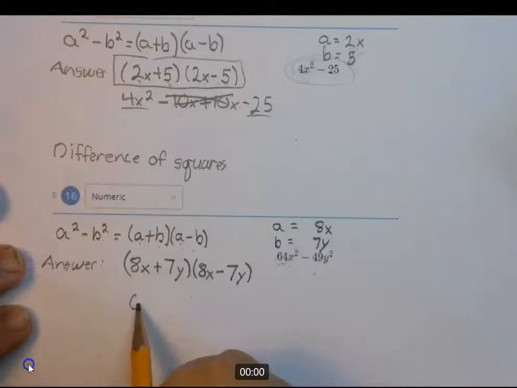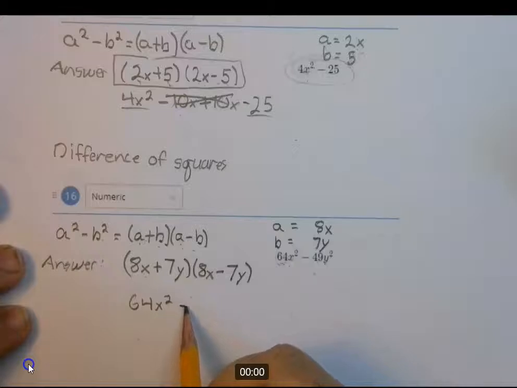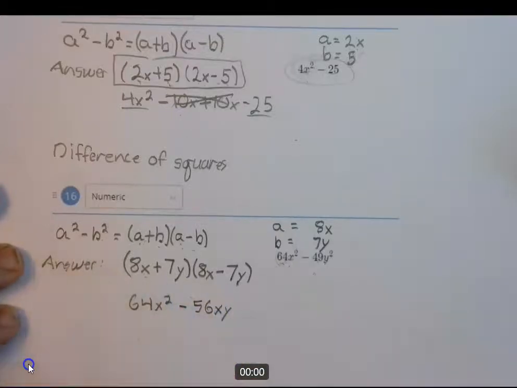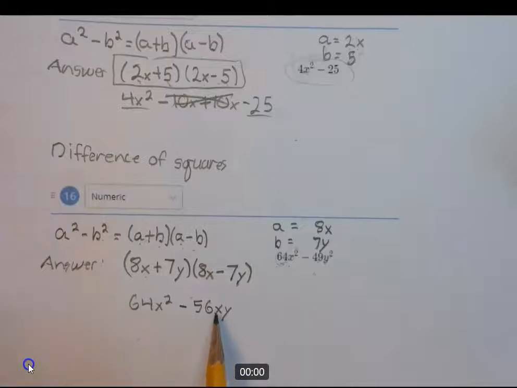8x times 8x is 64x squared. 8x times negative 7y equals negative 56xy. You can't multiply x and y. They're different variables. So you just have to put xy, which means x times y. I'll put a little dot in between. That's what xy means, x times y. So it's really 56 times x times y. That's what that's saying there.